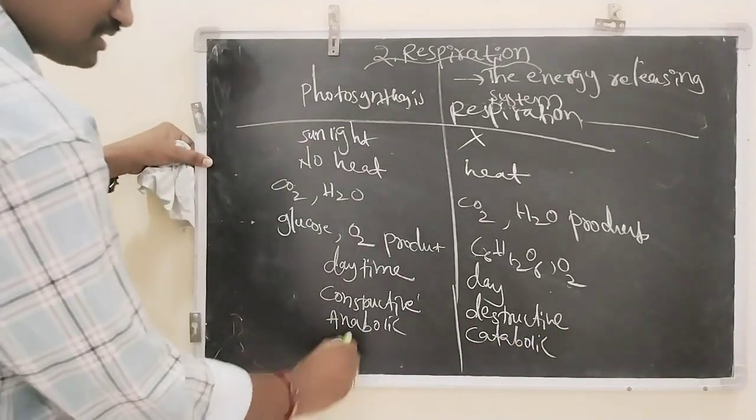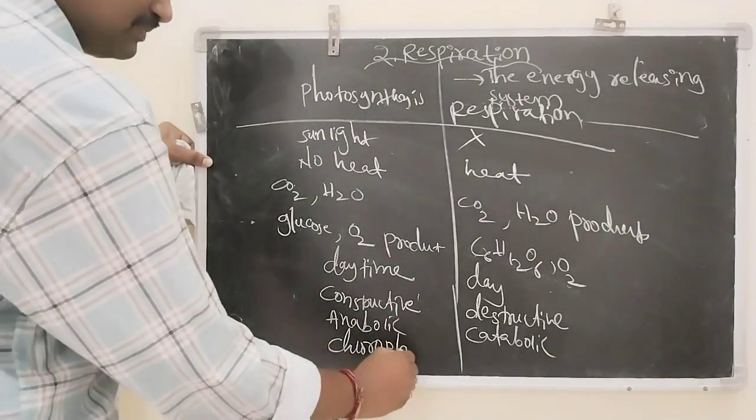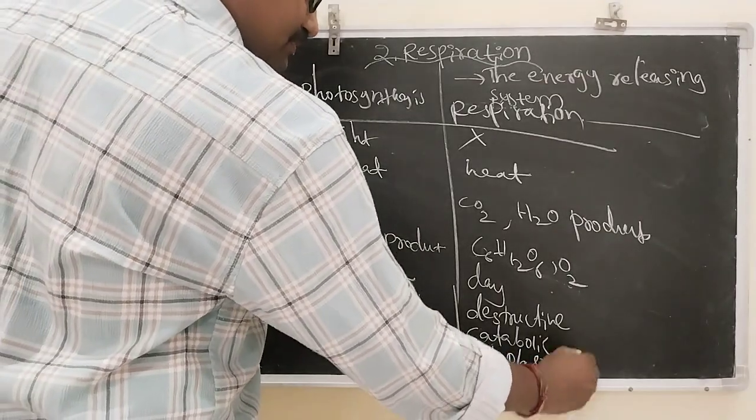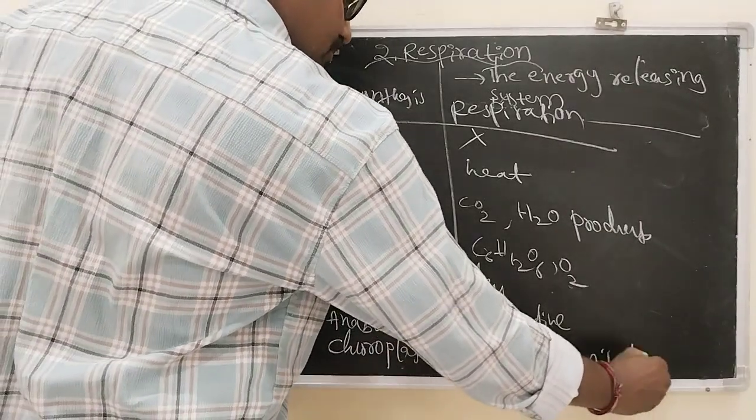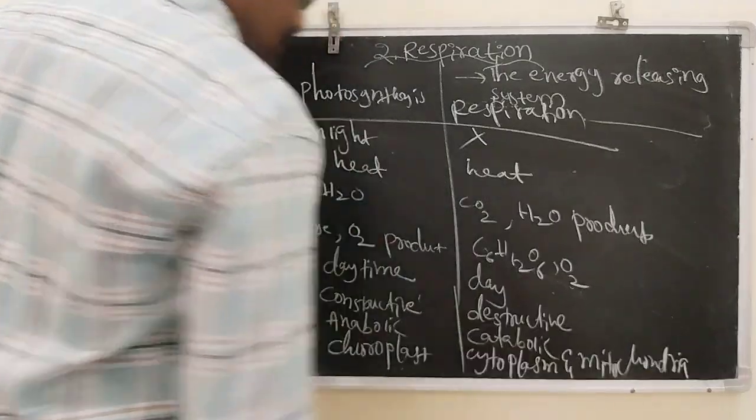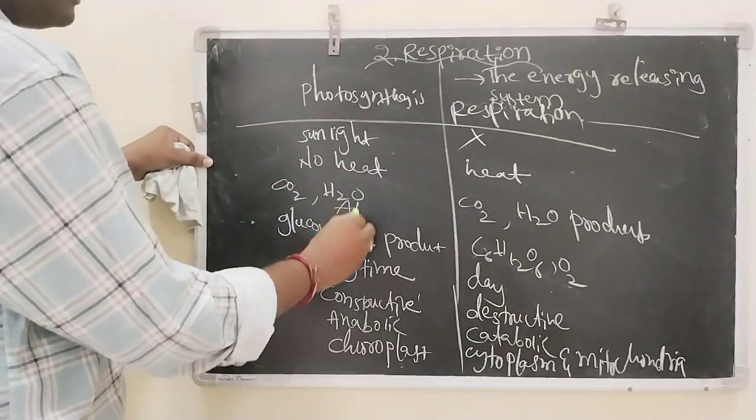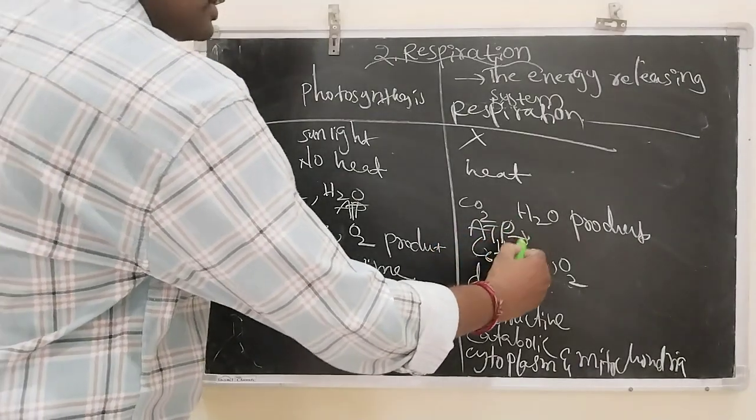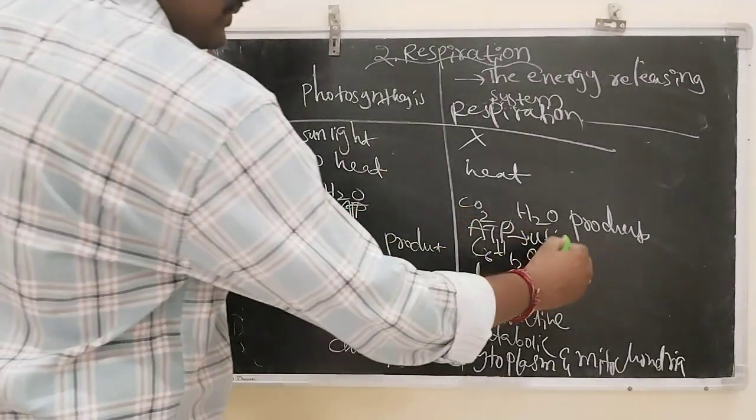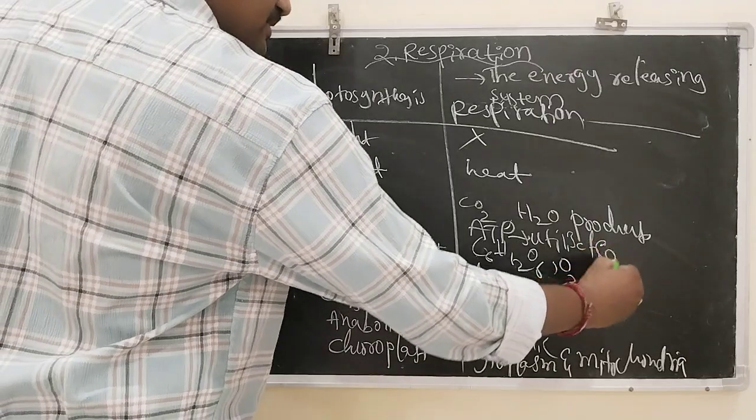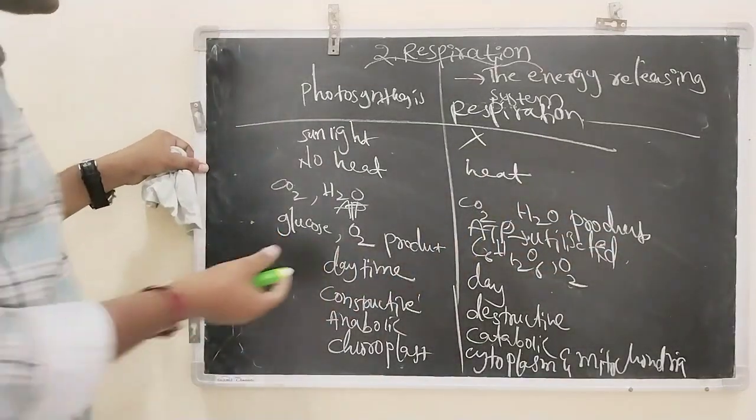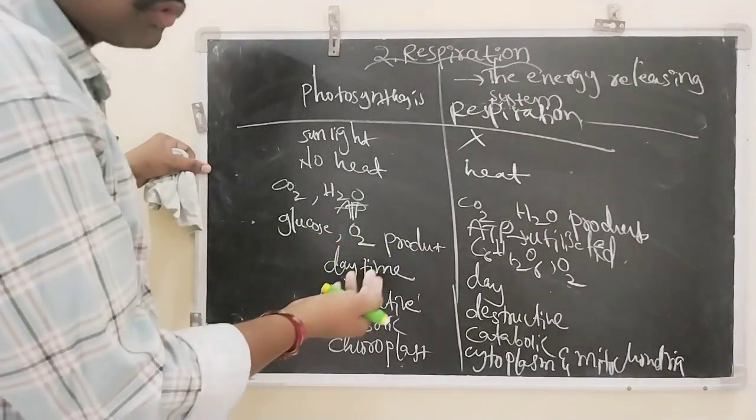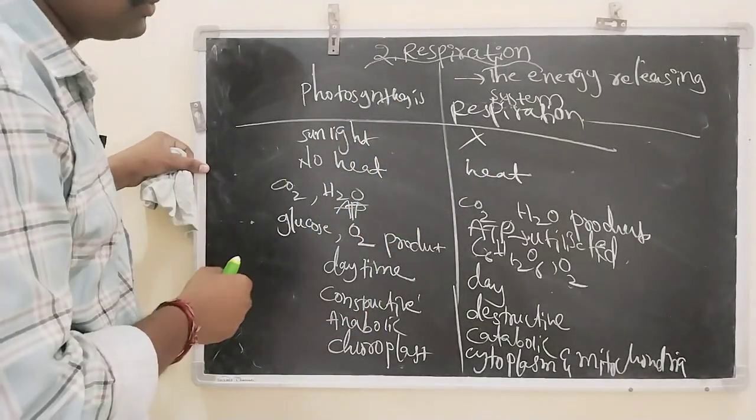This process occurs in the chloroplast of the cell. This process occurs in the cytoplasm and mitochondria. Here ATP is formed, here ATP is utilized. So like this there are so many differences, and at the end we may also write the equations for photosynthesis and respiration.